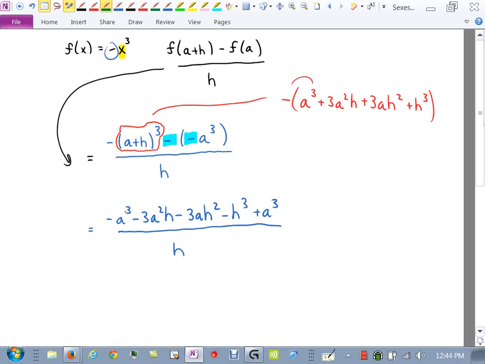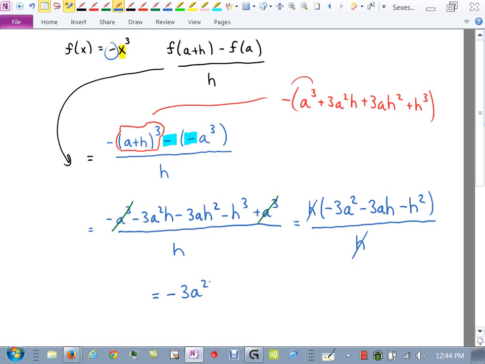Notice that the a cubes cancel, and then everything else we have has an h in it, so I factor an h out. It's kind of the theme here. We want to get that h on the bottom to cancel. So I just factored an h out of every term on top. Now they cancel. So my final result is negative 3a squared minus 3ah minus h squared.